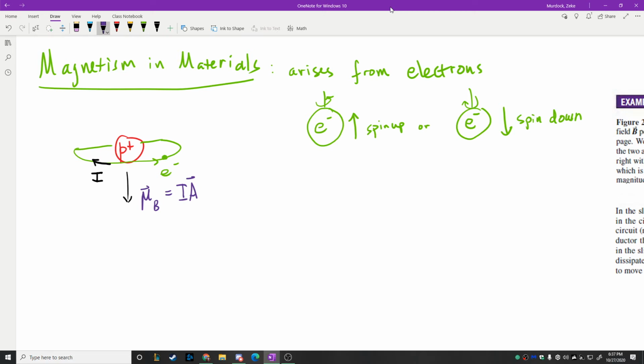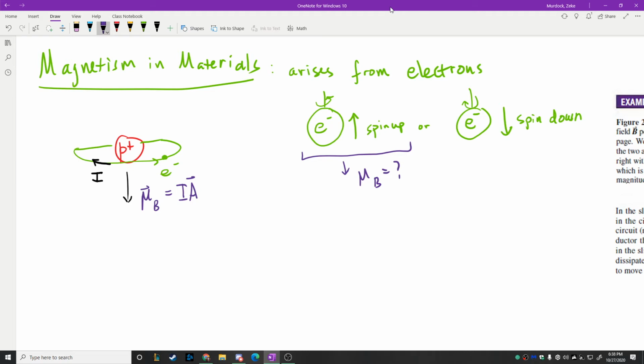And it turns out that this magnetic moment associated with the orbit of the electron is really small compared to the magnetic moment that might be produced by the spinning of the electron. Now, why does a spinning electron actually produce a magnetic moment?